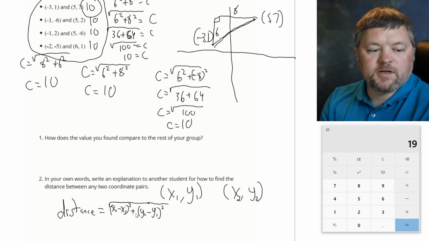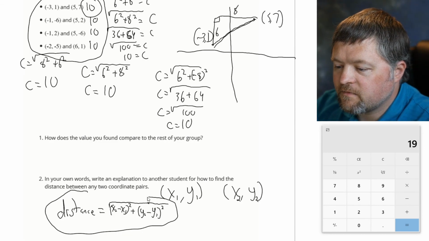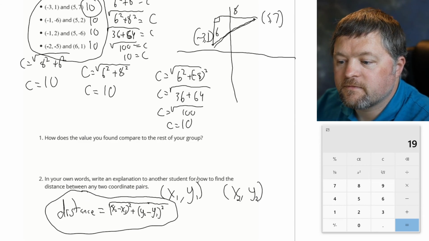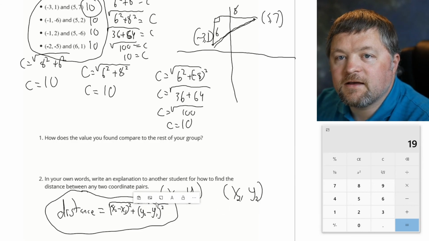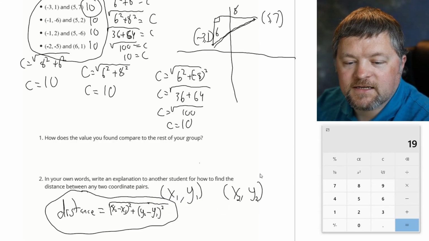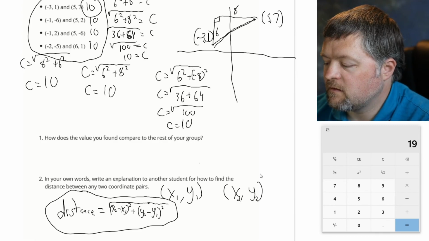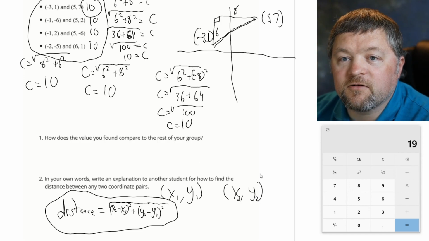So this formula right here will tell us the distance between any 2 points. So if we know 2 coordinates, we can plug them into this formula to find the distance between them. And how do we do that? Well, that's just the Pythagorean theorem, but rearranged a little bit.